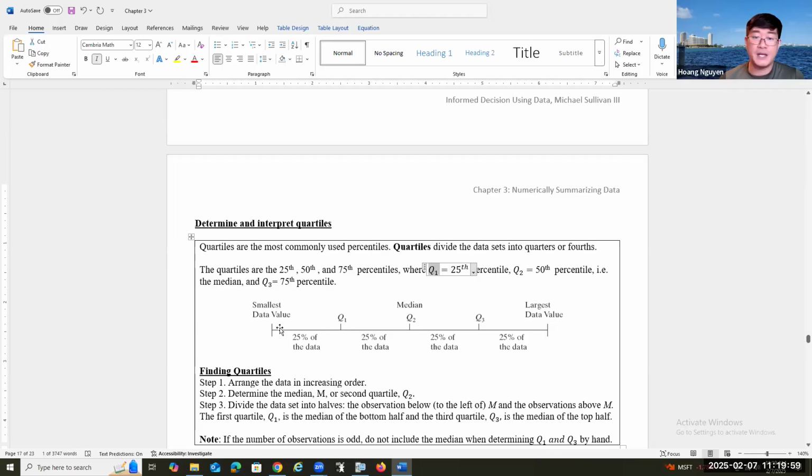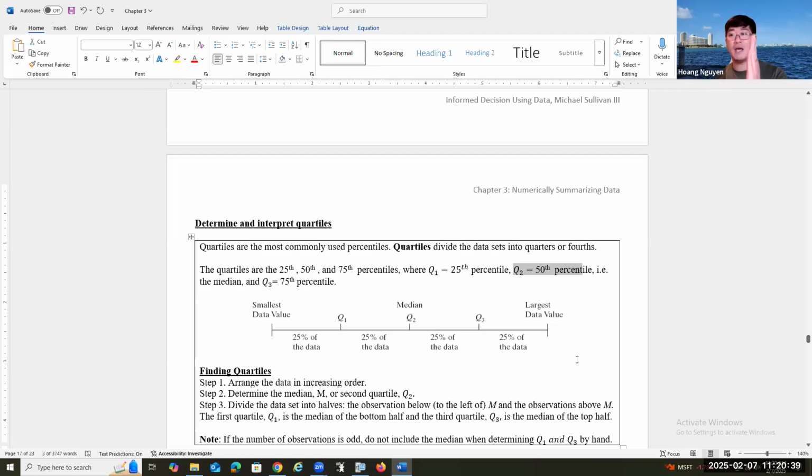So about 25% of the observations will be less than or equal to the value at Q1. Q2 is the second quartile, or the 50th percentile. For Q2, about 50% of the observations will be less than or equal to that number. Now we have Q3, which is the 75th percentile, which means about 75% of the observations will be less than or equal to this value.